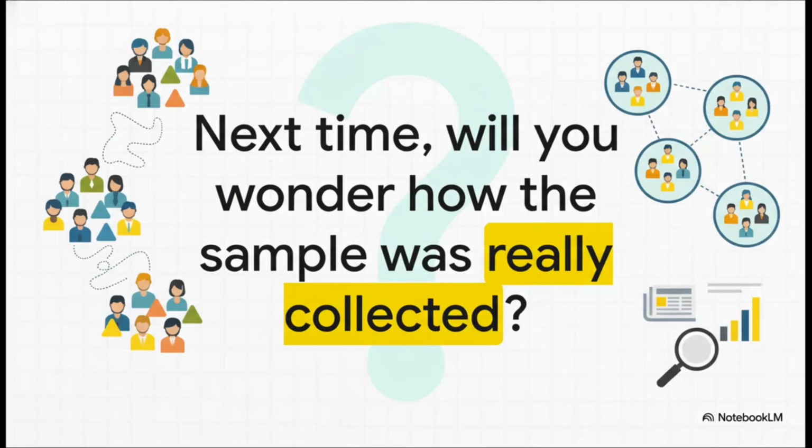So I'll just leave you with this question. Now that you've seen the hidden complexities that go into sampling design, the next time you see a headline about a new poll or a big study, I hope you'll take a second and ask yourself, how did they really get that data? Was it a simple random sample, or was there a more complex design like clustering going on behind the scenes? Because understanding the method is always the first step to truly understanding the result.